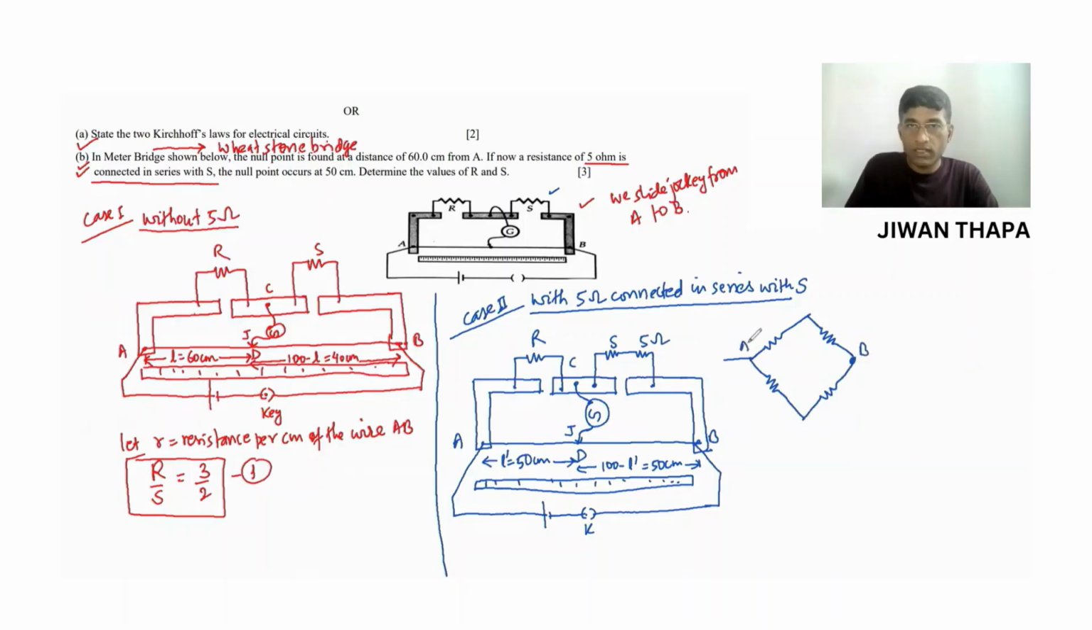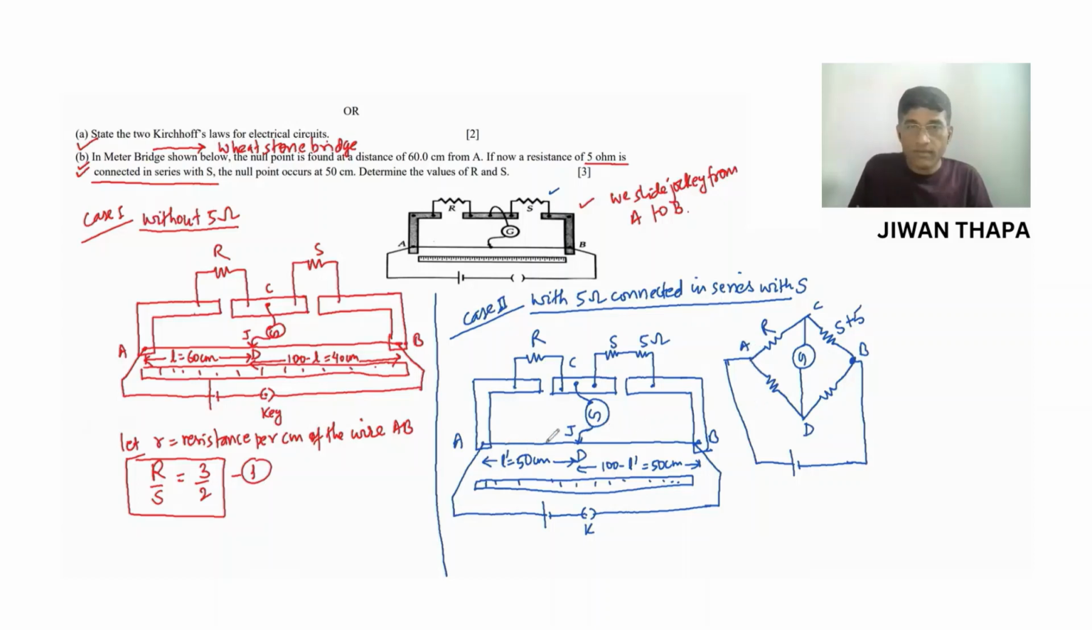This is B, this is A, this is C, this is D, and we have a galvanometer. We have a battery between A and B, and I'm not drawing or taking a key. Now we have R between A and C, and we have resistance S plus 5. They are connected in series, and we have resistance as we did earlier.